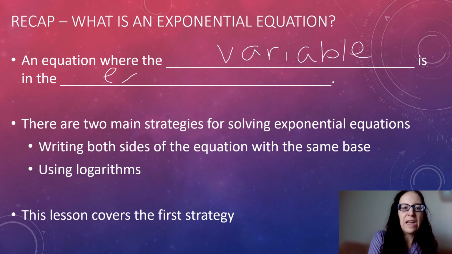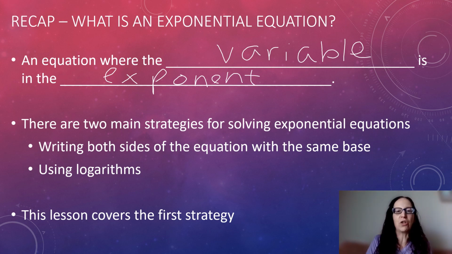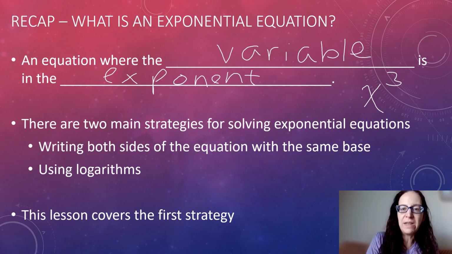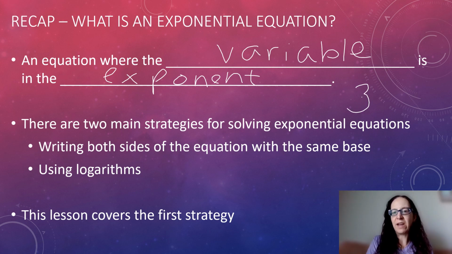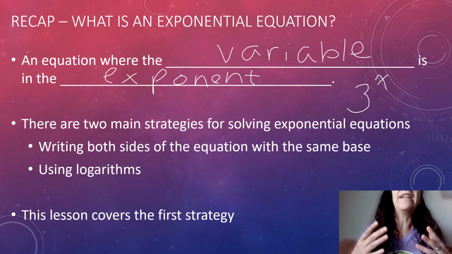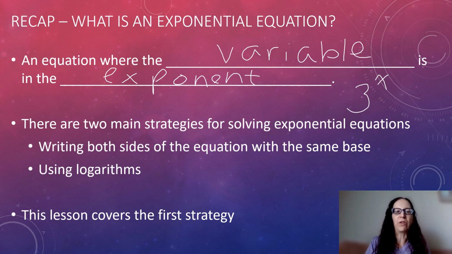Okay, so we spent a lot of this year talking about polynomials. With polynomials, the variable is the base, and then you might have the exponent being a number. But in an exponential equation, we are dealing with the opposite. So the base would be a number and the variable would be the exponent. So that is the type of equation that we're looking at here.